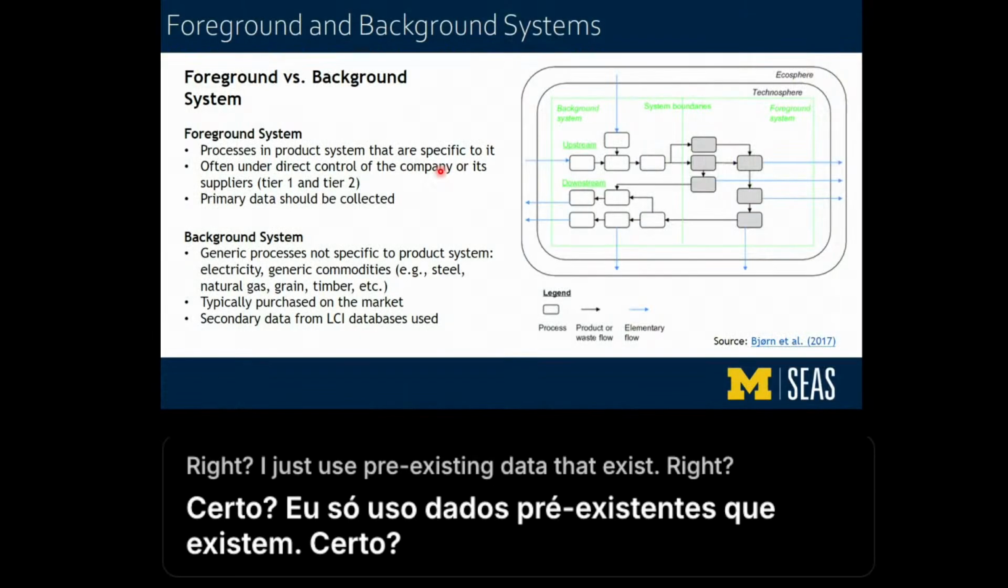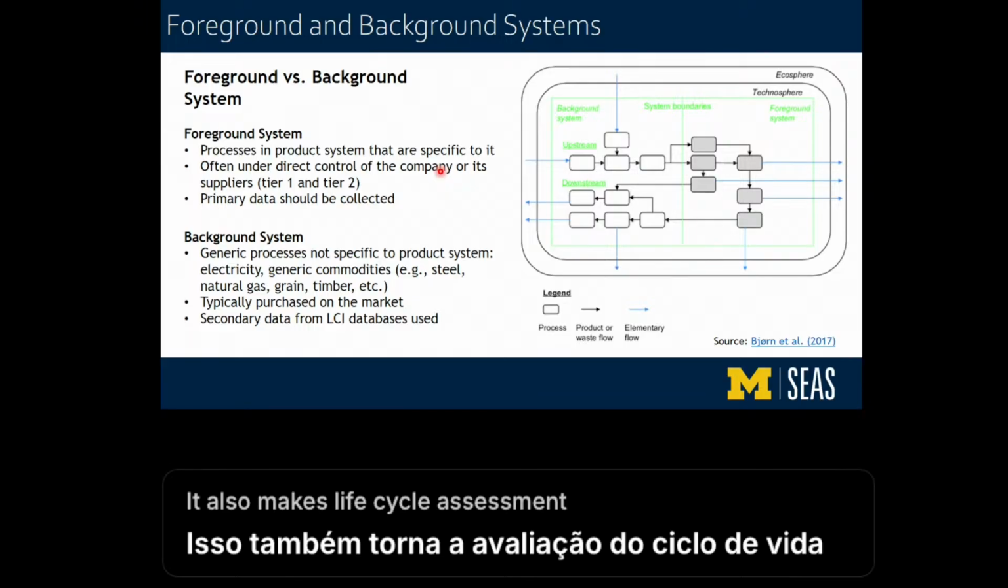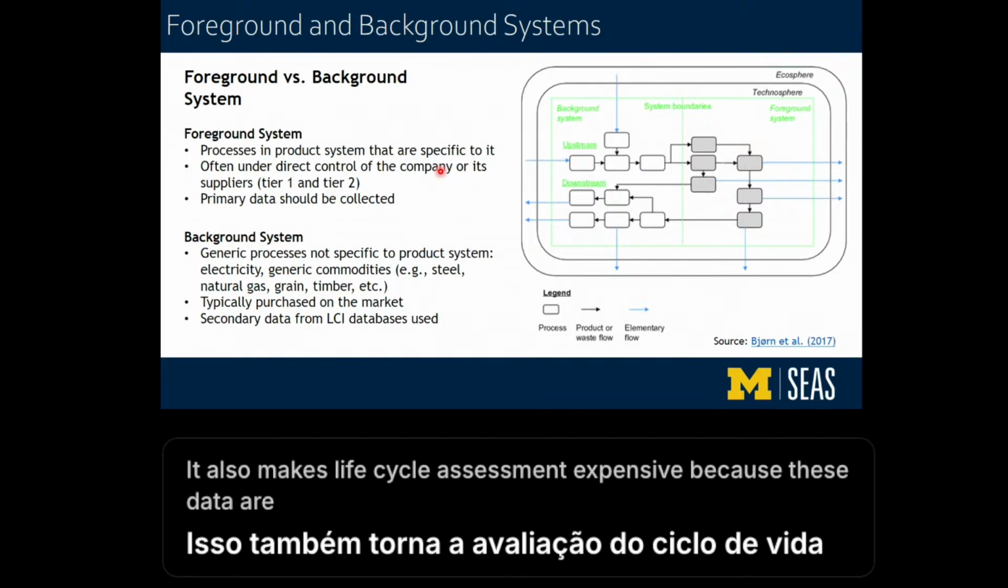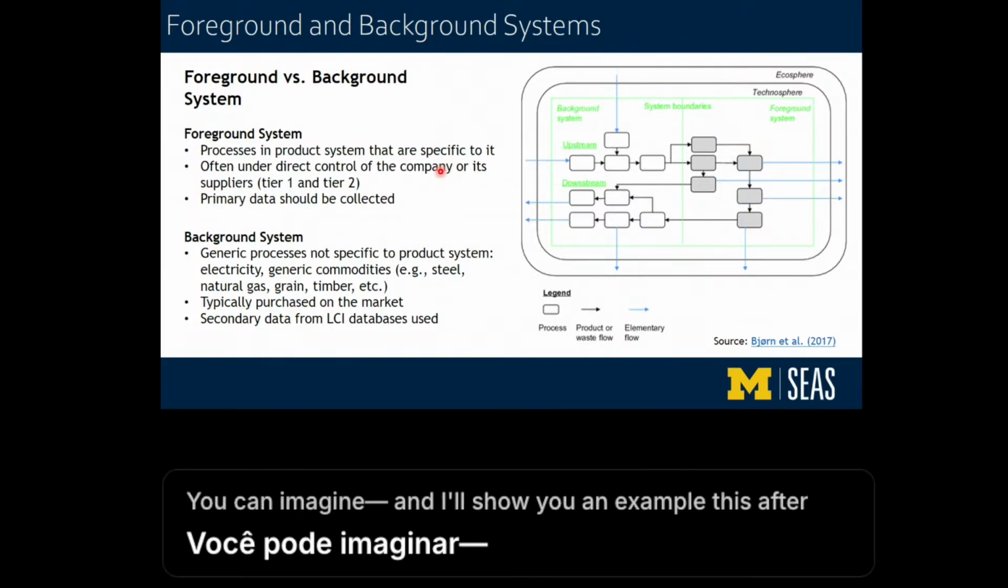It also makes life cycle assessment expensive because these data are very expensive to get. You can imagine, and I'll show you an example this afternoon, how many inputs and outputs you can have.